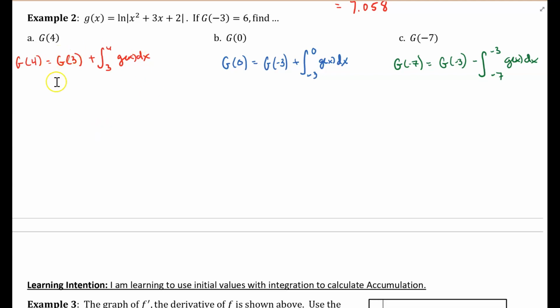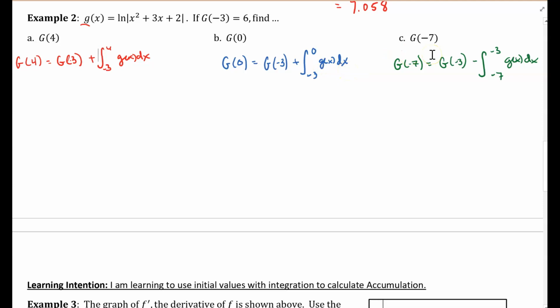All right, here are the equations for the function values using the start plus accumulation model. So g of 4, I'm going to start with g of -3, and then I'm going to add the accumulation of the rate function from -3 to 4. So the integral from -3 to 4 of g of x dx. Now make sure that your function here in your integrand is a lowercase g. That's very, very important. So here is g of x. Okay, B. Capital G of 0 is equal to capital G of -3. We're starting at G of -3, and then I'm going to add the area from -3 to 0, the integral from -3 to 0 of G of x dx.